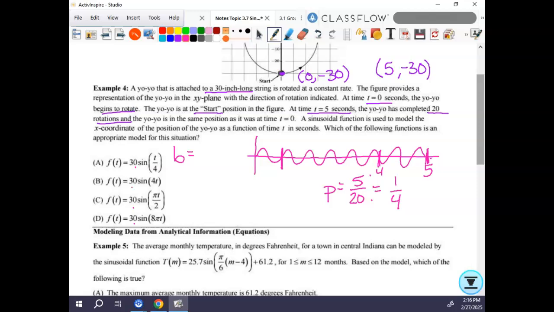So, if you get yourself into that, because you do, I know you do, because you start to question everything, right? Find some way to make it make sense to you. All right, so my period is 1/4.